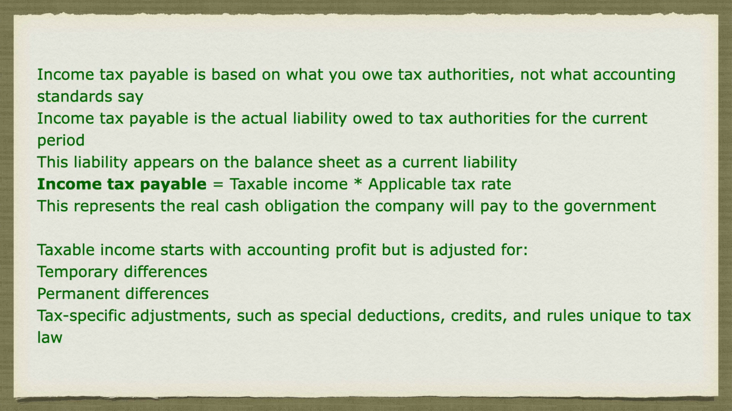Taxable income starts with accounting profit but is adjusted for temporary differences, permanent differences, and tax-specific adjustments such as special deductions, credits, and rules unique to tax law.